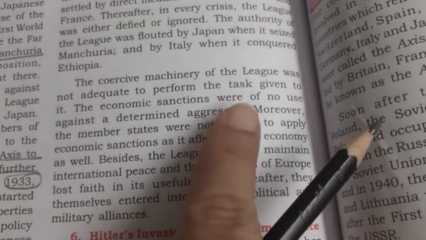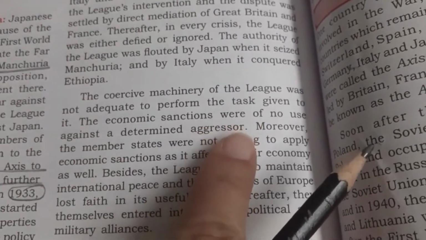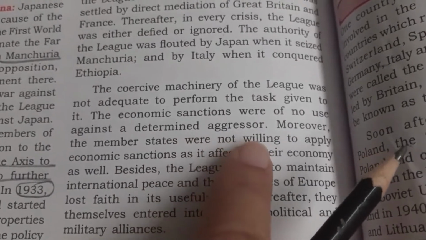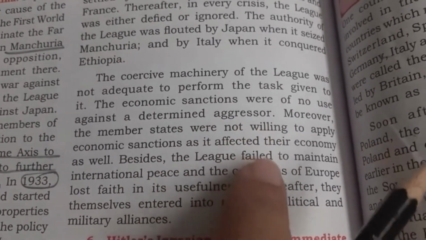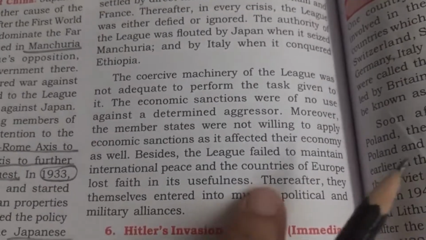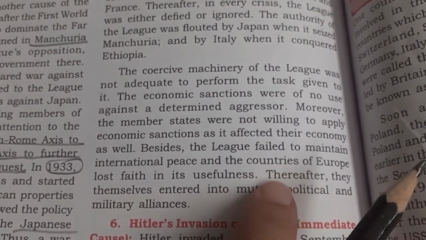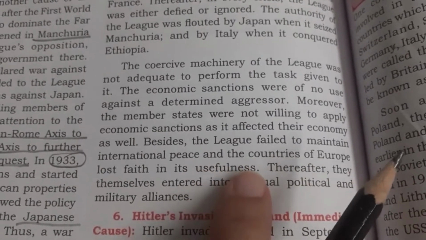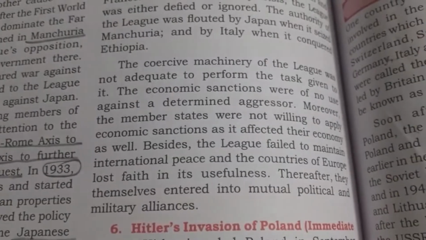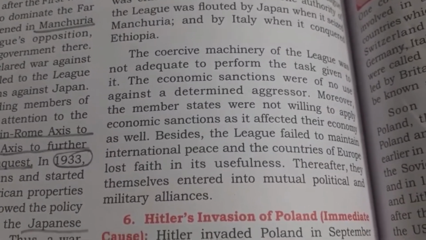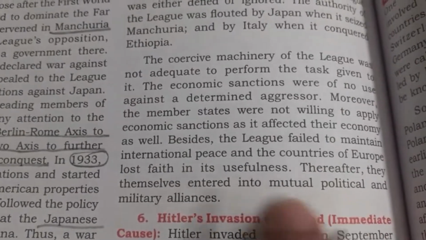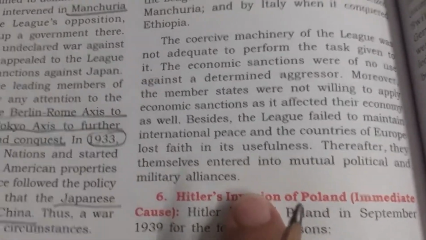Then you have to add that the coercive machinery of the League was very weak. The economic sanctions were of no use against a determined aggressor. And then members were not willing to apply economic sanctions most of the time because it affected their economy as well. But the League failed to maintain international peace in the countries of Europe, and the countries lost faith in its usefulness. Therefore, they themselves entered into, again, mutual political and military alliances.